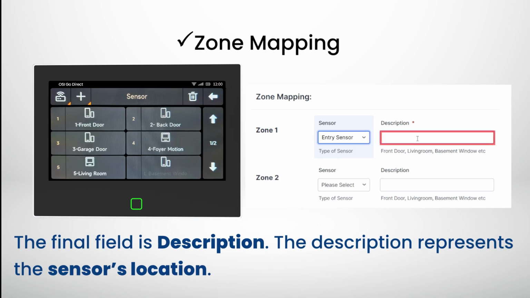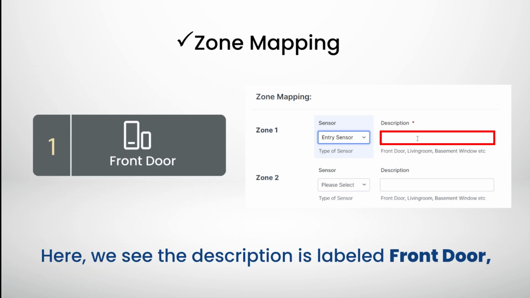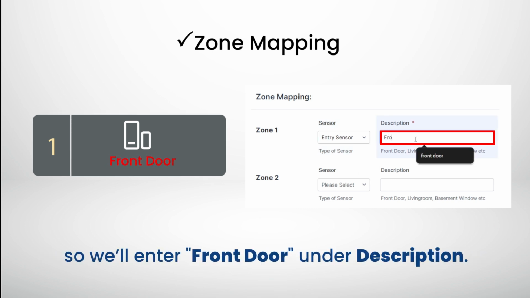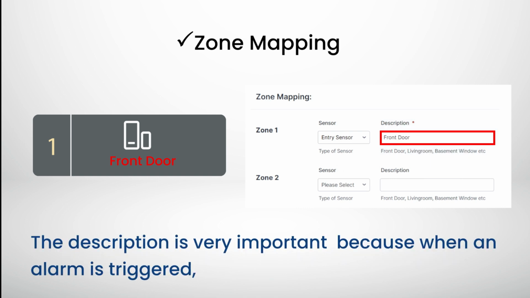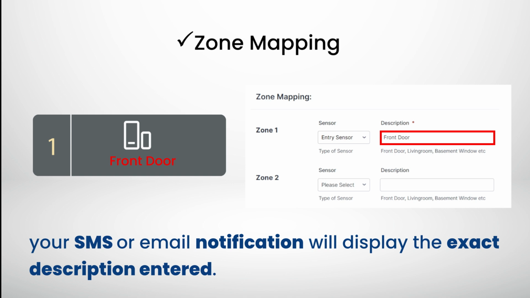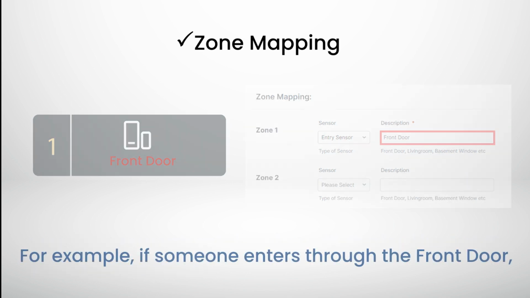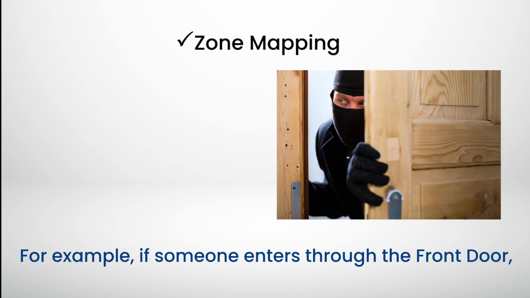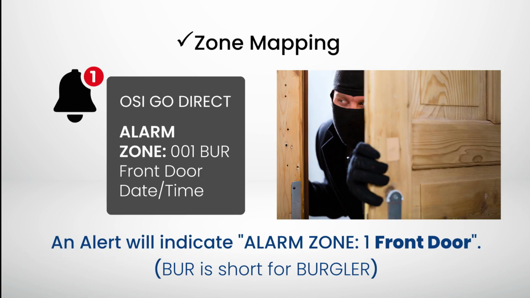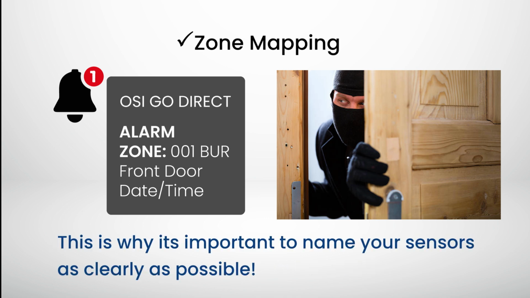The final field is Description. The description represents the sensor's location. Here we see the description is labeled Front Door, so we'll enter Front Door under Description. The description is very important because when an alarm is triggered, your SMS or email notification will display the exact description entered. For example, if someone enters through the front door, the alert will indicate Alarm Zone 1, Front Door. This is why it's very important to name your sensors as clearly as possible.